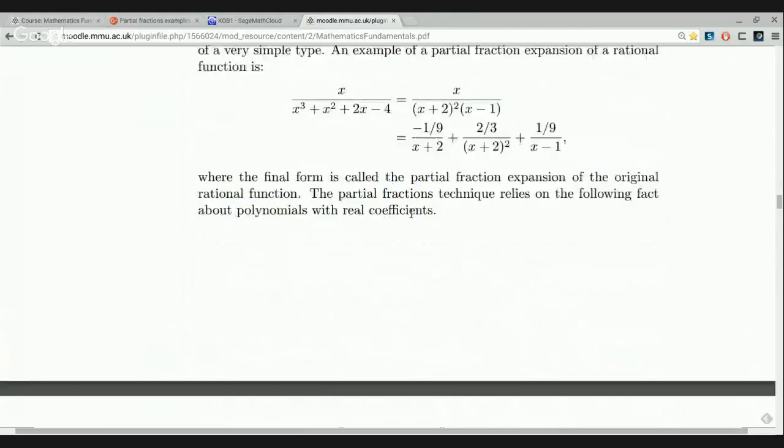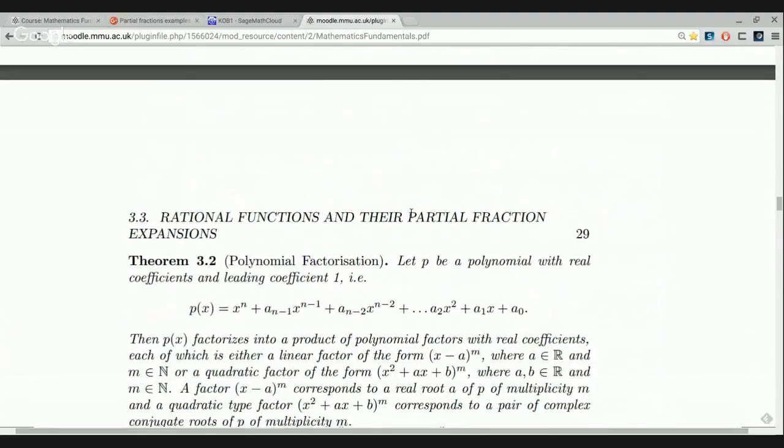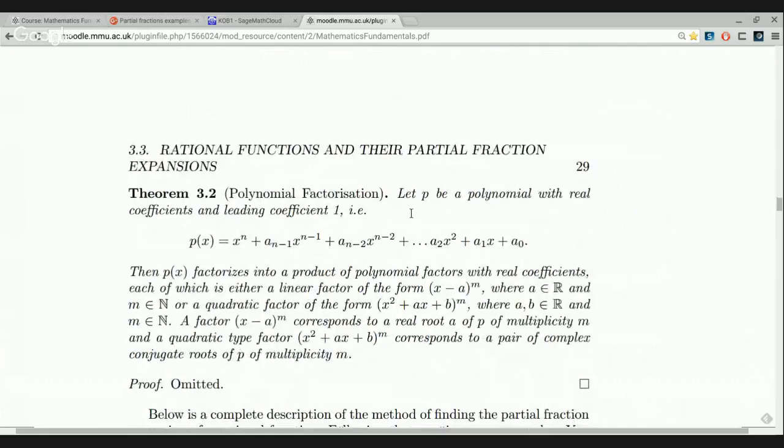Now the general method, and I think it's best illustrated by looking at some examples, but it relies on this fact here in 3.2 about the factorization of polynomials. So we discussed this yesterday morning. And this theorem, now we're not going to prove it by any means, but it underlies this whole process. And this says that any normalized polynomial of degree n.